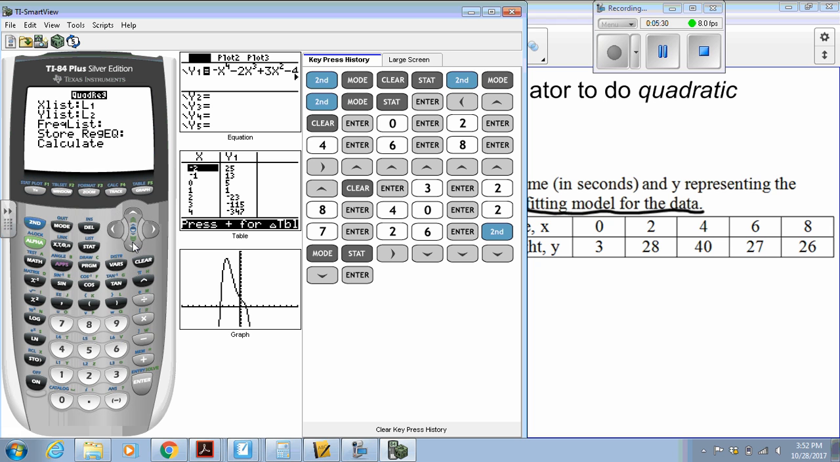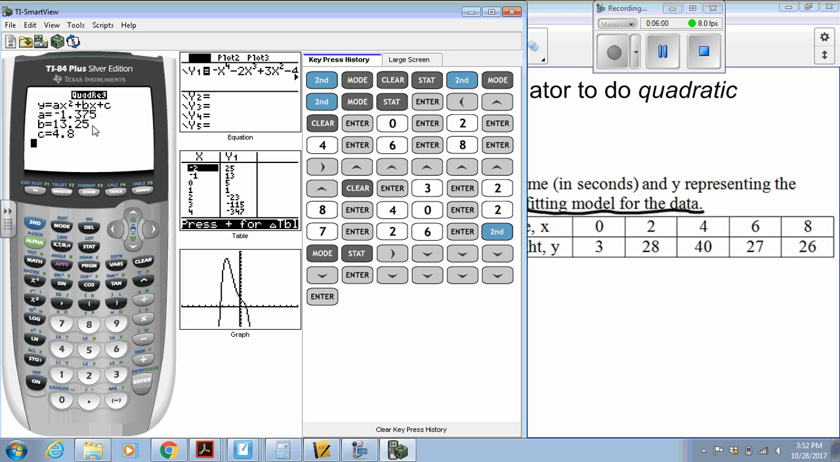Now all you need to do is go ahead and make sure you highlight calculate. To do that, all you need to do is do a down arrow. Okay? And make sure when it says X list, it should say L1. And for your Y list, it should say L2. If it doesn't, come to me and I can fix that for you. Okay, now that calculate is being highlighted, we just press enter.